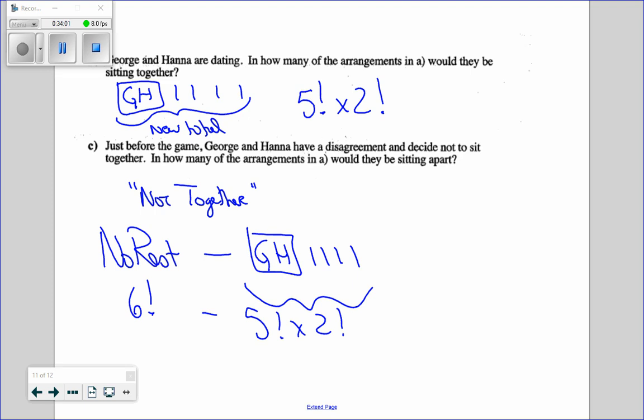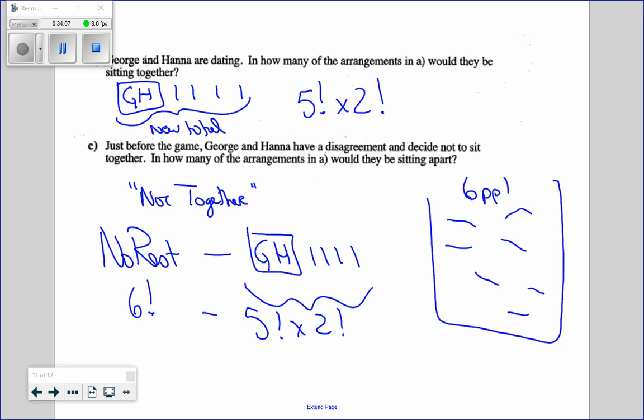Because if you think about it like this, here's your bucket of your 6 people. And here's all the different seating arrangements they could have. In some of those seating arrangements, George and Hannah are together. But in all the rest, they're not. So if you go total number minus the ones where they are, you'll get all the other arrangements where they're not. Make sense?